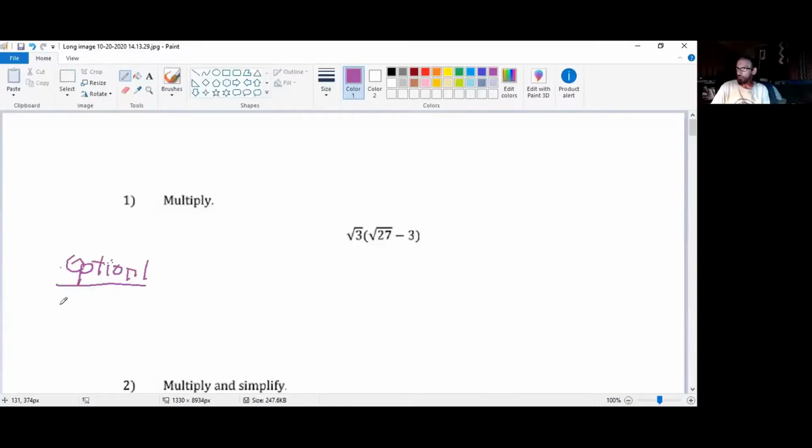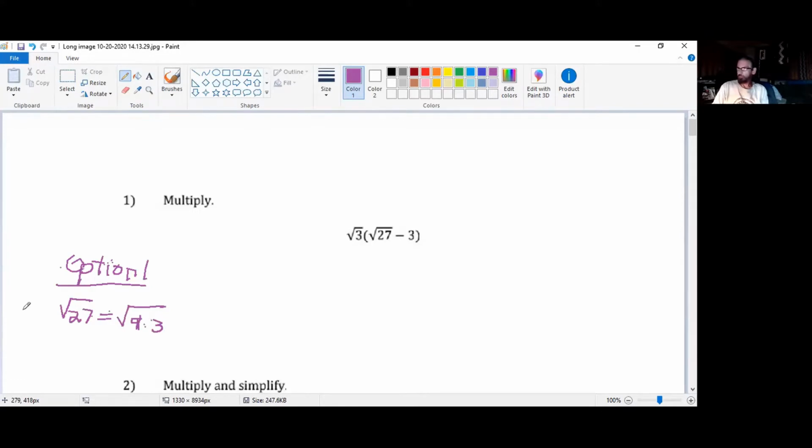This first one, we've got two options. The first one, I don't particularly like. We could simplify that square root of 27. If I just focus on that for a moment, the largest perfect square that will go into 27 is 9. It goes in 3 times.